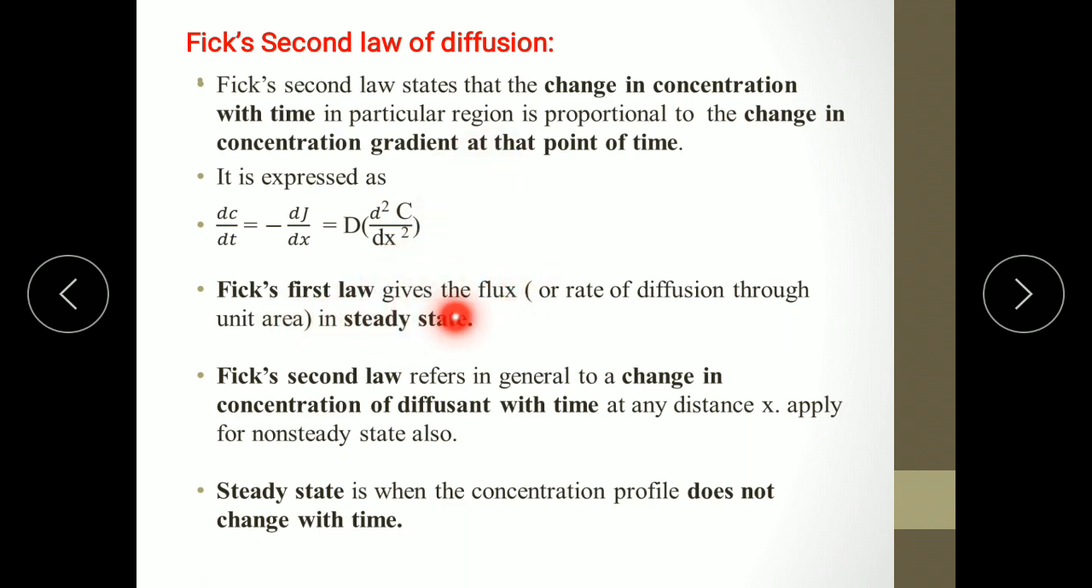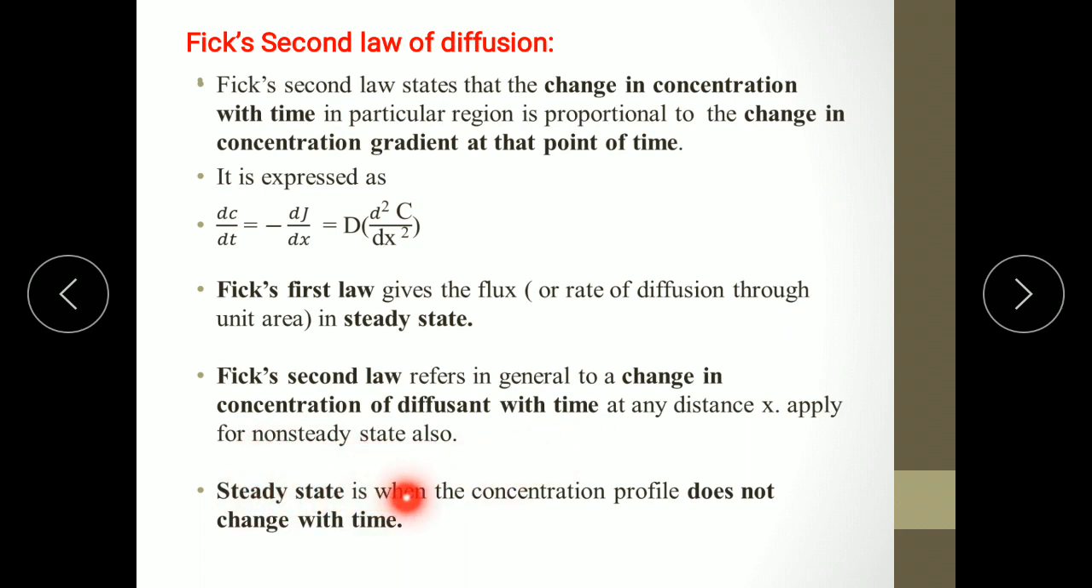Now Fick's first law gives the flux in steady state, means whatever rate of diffusion through unit area, whereas Fick's second law refers in general to the change in concentration of diffusion with time at any distance x. Apply for the non-steady state. Fick's first law applies for the steady state, whereas second law applies for the non-steady state.